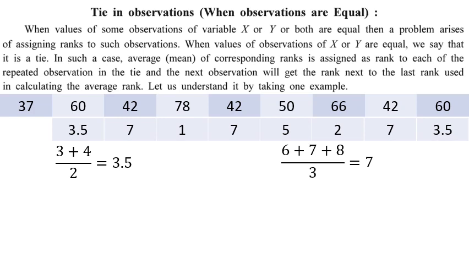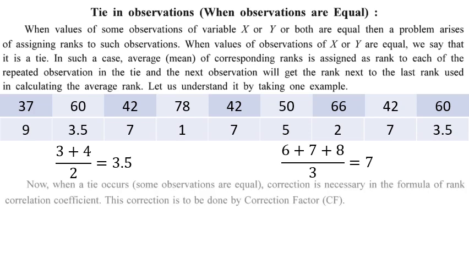We will not assign 6, 7, 8. We will not assign 6, but we will assign the average of the three. The average of the three ranks is 7. So we will assign the rank 7 to all the three values. Are you getting my point here? We will assign the same rank to all the three values, and that rank will be the average of the three supposedly to be assigned ranks. The remaining rank is not 8, but 6, 7, 8 are done. So the remaining rank is 9. So that way we will be assigning the ranks to each and every observation.